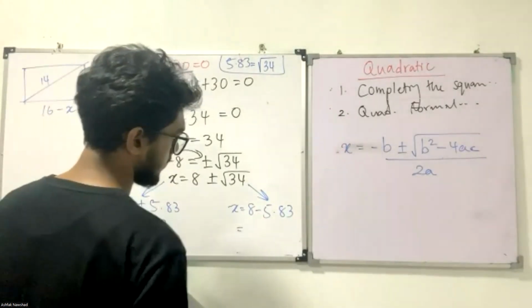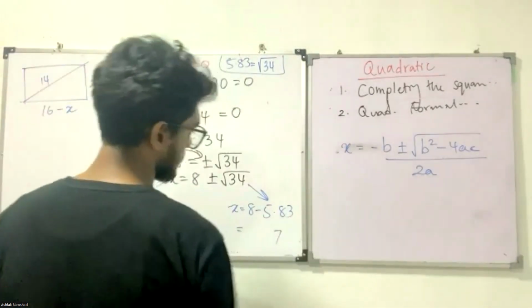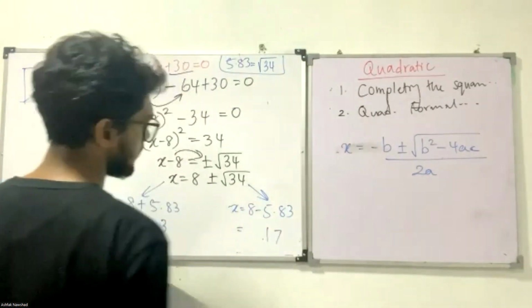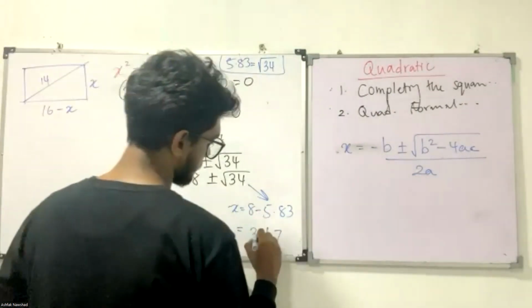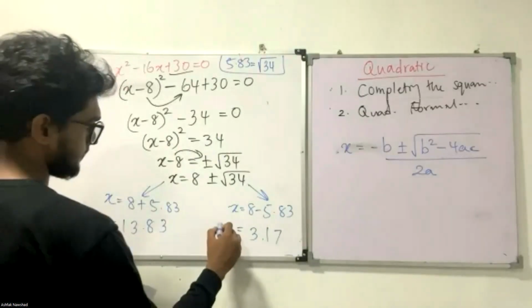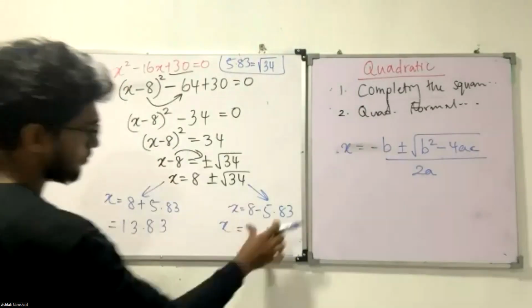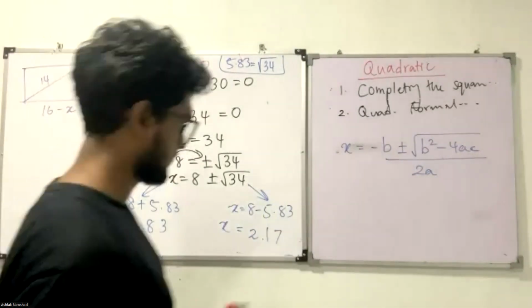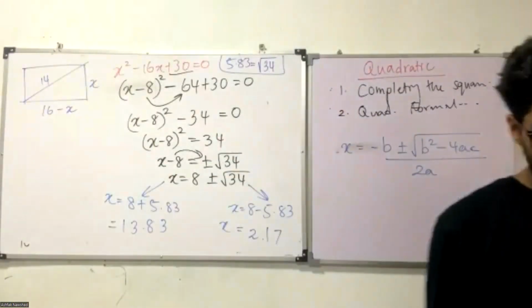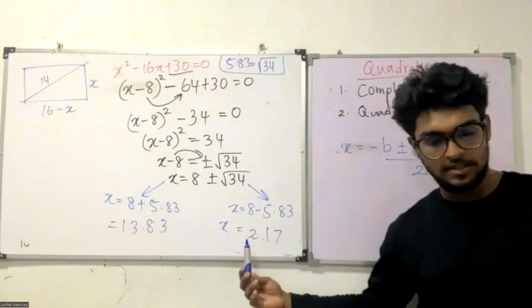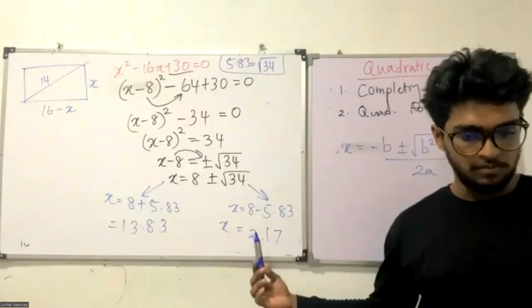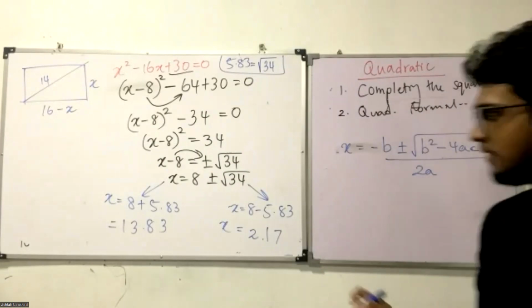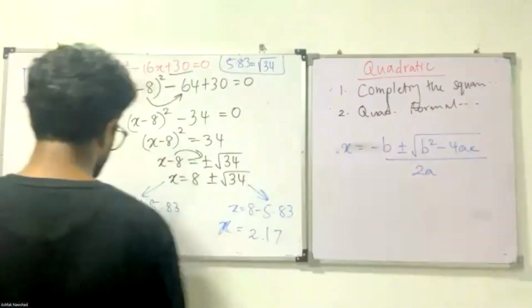And here it's 8 minus 5.83, sorry, 2.17. 2.17. So we have got two answers and both are positive. So we cannot say this is false or this is false.